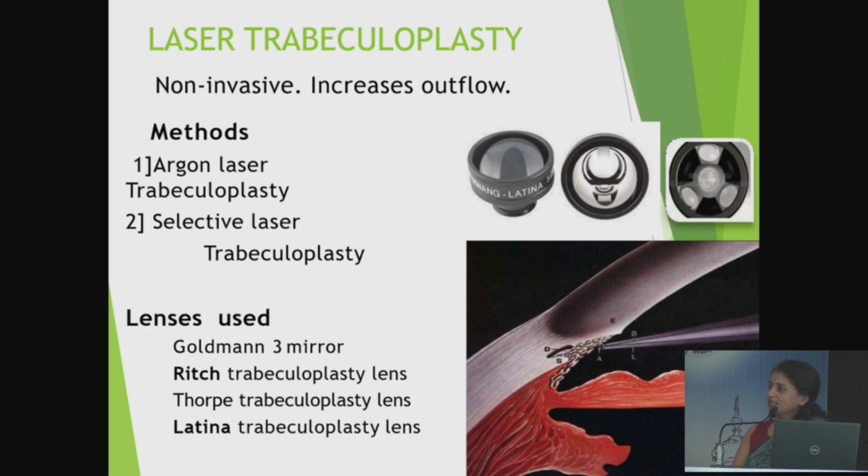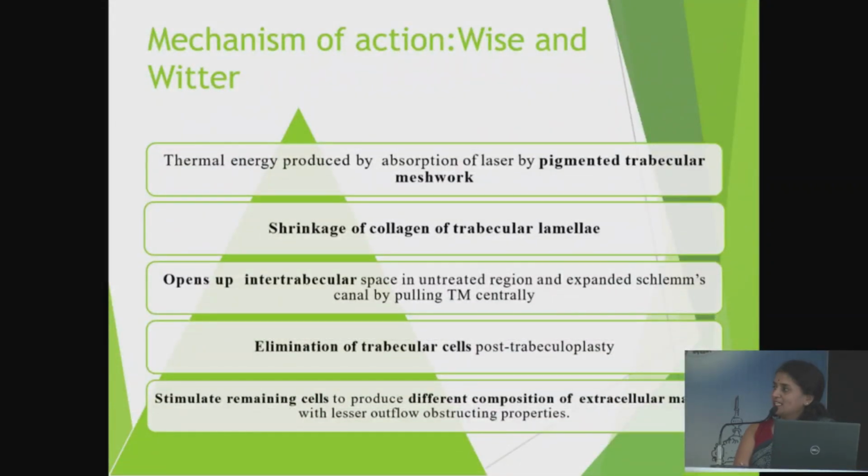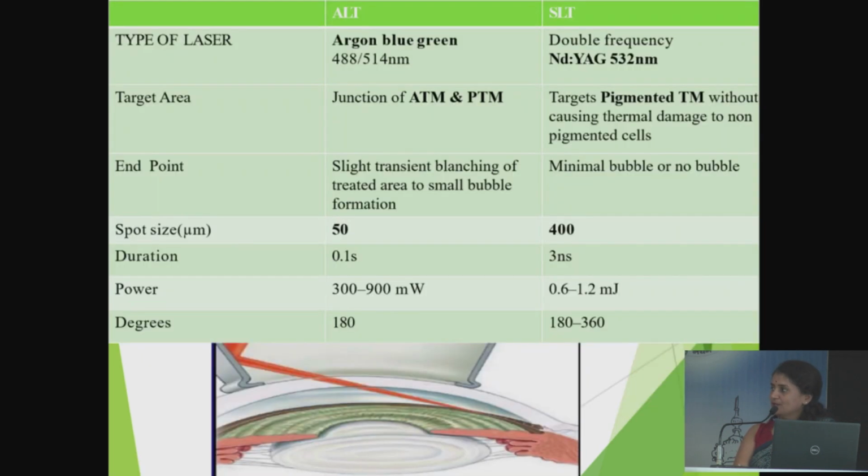The lenses used are Goldmann, Ritch trabeculoplasty lens, and Thorpe's lens. These three lenses are used when you're doing ALT, and the Latina lens is used when you're doing SLT. The mechanism is that the laser energy is absorbed by the pigmented trabecular meshwork, causing shrinkage of the collagen, which opens up the intertrabecular spaces and thus opens the trabecular meshwork.